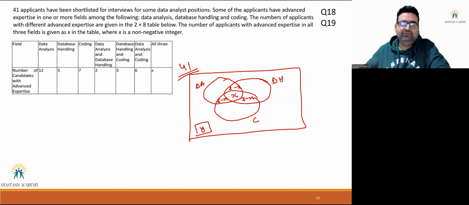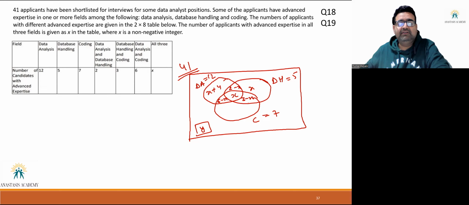Now this total has to be 12. 6 plus 2, 8 has already been taken. 2x as negative, 1x as positive. So 8x plus 4. Here again x, 5 has already, this was 12, right? And DH is 5 and this is 7. So 2 plus 3, 5 is already taken. So this is x.